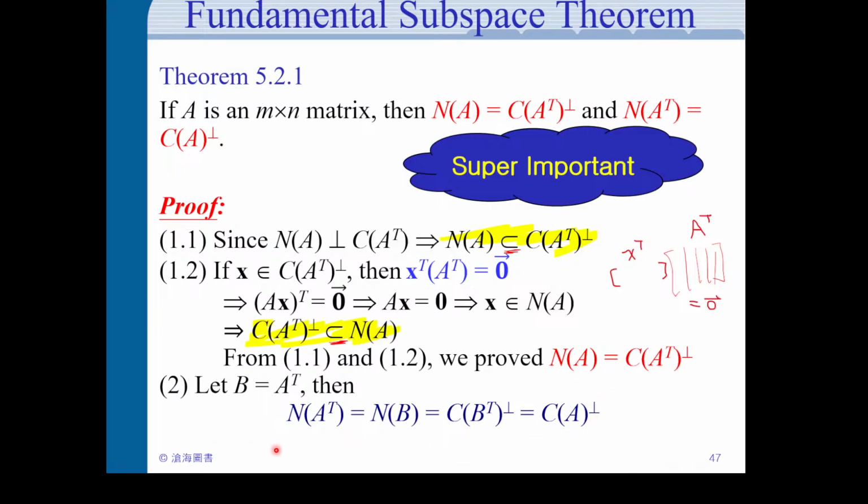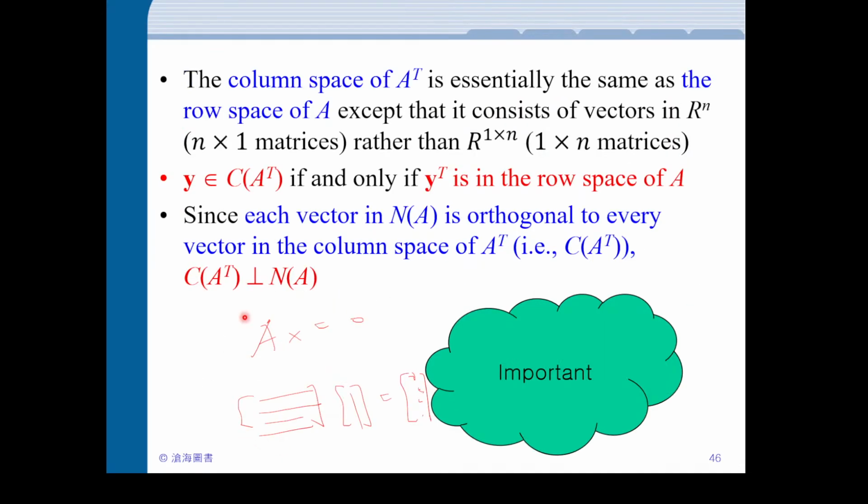Okay. But I guess we can have a bit of interpretation of this. So we want to find the orthogonal complement of the column space of A, and that will be the null space of A transpose.